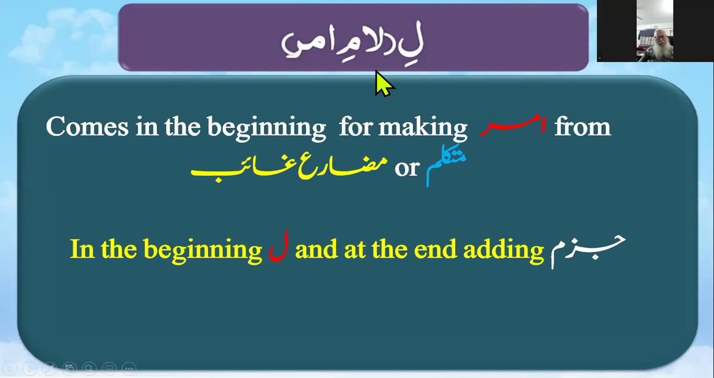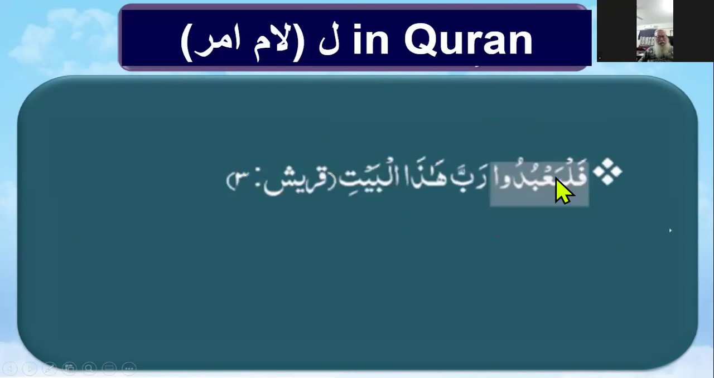In the beginning lam, and at the end jazm, shows that the mudari is a lame amr. Look at the example: فَلْيَعْبُدُوا رَبَّ هَذَا الْبَيْتِ. Actually, lam is here lam. Ya'budu, it was ya'buduna. And you know, with the mujazim or the nawasib, the plural noon is gone, the noon goes and the alif comes. So ya'buduna, this fa is removed. Lame amr is coming, taking it into just dropping the noon and bringing the alif.